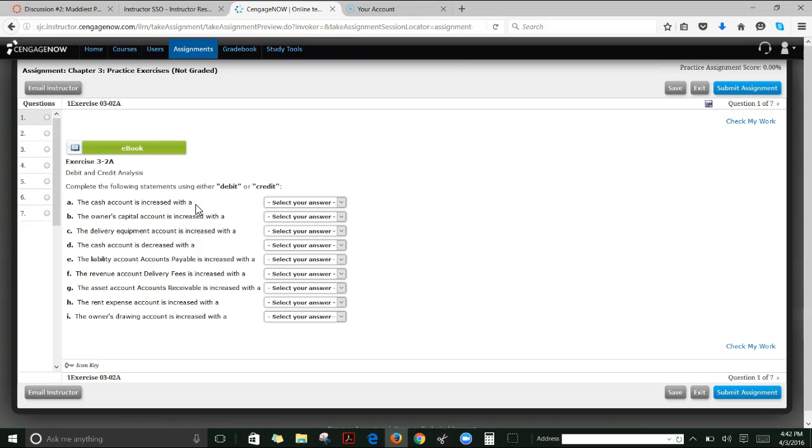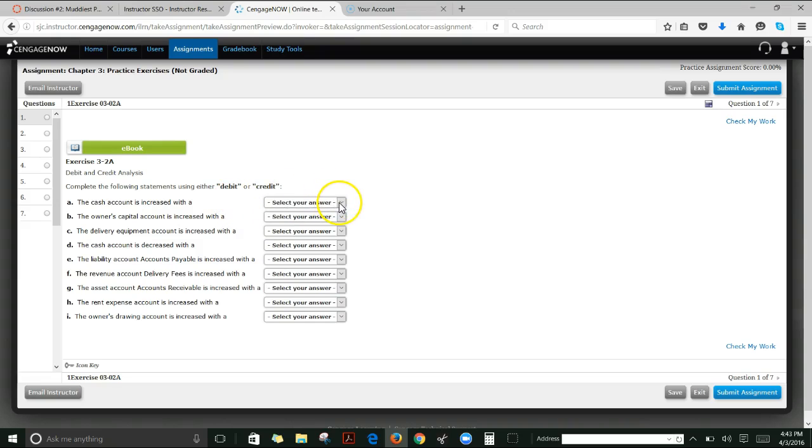For instance, an asset is on the left side of the equation and it's increased with a debit, whereas the liabilities and owner's equity are on the right side of the equation, so they are increased with a credit. You may want to draw yourself a large T account on a sheet of paper and label the sides so that you know which ones are increased with the left side, or debit, and which ones are increased with the right side, credit. Eventually it'll become second nature to you, but you may want to draw something so you can refer to it as you do the problems.